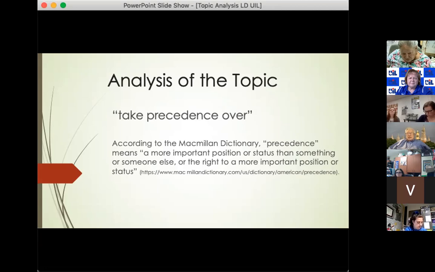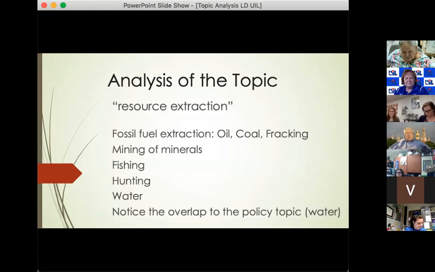What does that mean? Well, on the web, if you look at the Macmillan Dictionary, precedence means a more important position or status than something else, the right to a more important position or status. So one is more important than the other. It's what we're really talking about. And then what do we mean by resource extraction?